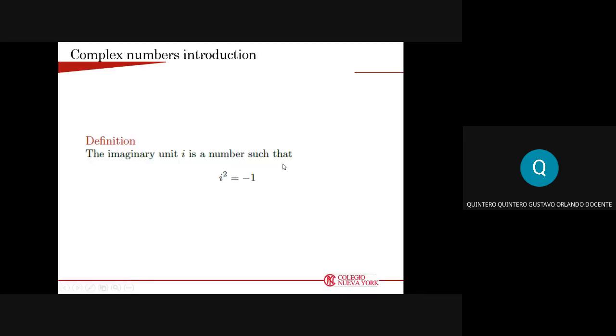Back and see the meeting again. All right. Let's begin with the little review. All right, complex numbers. What are complex numbers?